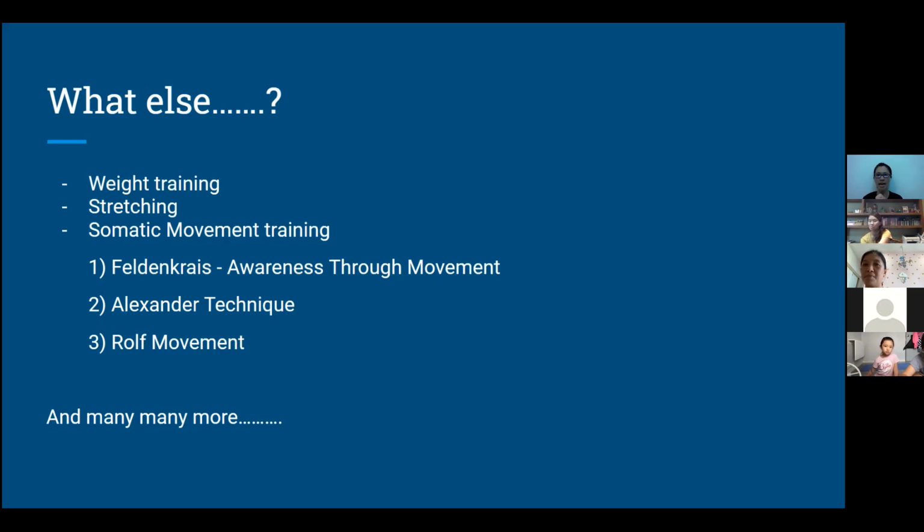So somatic movement training, like Feldenkrais, Awareness Through Movement, Alexander Technique, and Rolf movement. They're all very, very slow techniques. It's again to improve your proprioception, awareness, mind and focus, right? So there's actually many more.